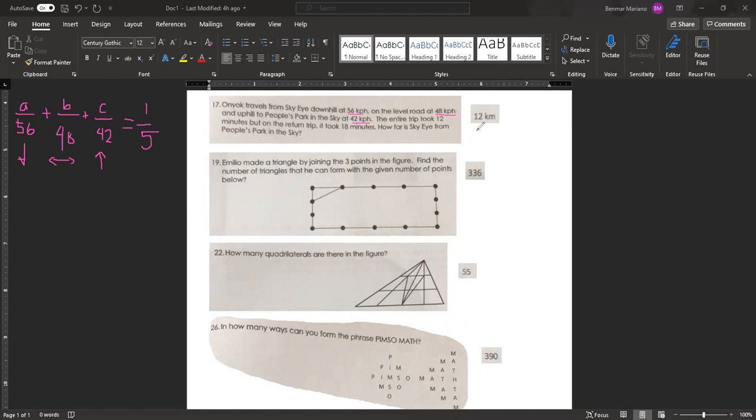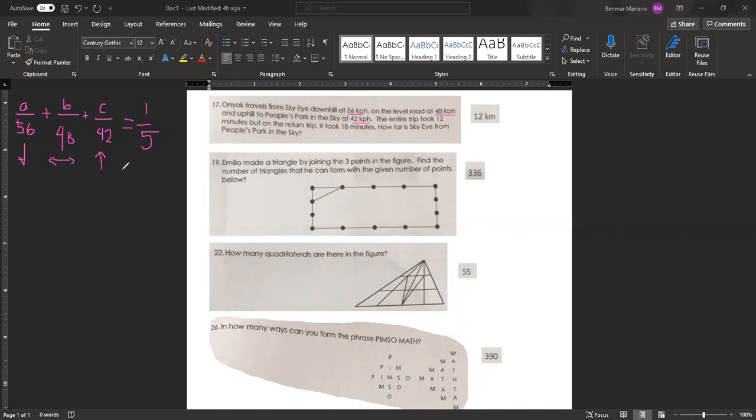Next, this is his time on the whole trip from the first place. The value is 1 over 5, right? But how do we get 1 over 5 again? 1 over 5 is 12 over 60. That is 12 minutes over 60 minutes. Okay. Now, that is from point A to point C.